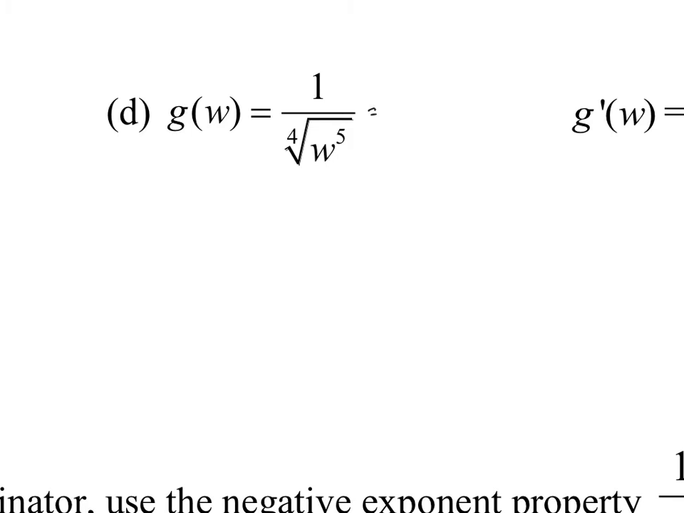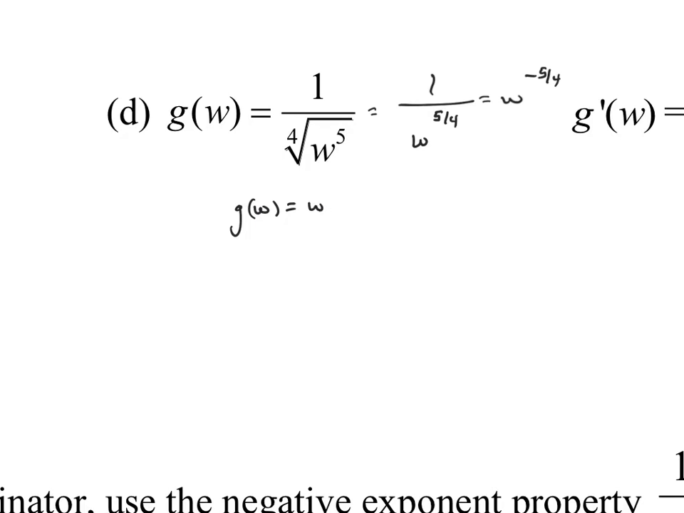So this is the exact same thing as 1 over, well, the 4th root of w to the 5th. If you remember, the exponent stays the numerator, the radical is the denominator. We went over this in the algebra review. So this would be w raised to the 5/4. So again, here we have an issue because it's in the denominator, but we can simply move this to the numerator as long as we make that power negative. So this would be w to the negative 5/4. Again, it's really 1 times w to the negative 5/4, which is just w to the negative 5/4. So we don't want to find the derivative of 1 over the 4th root of w to the 5th.